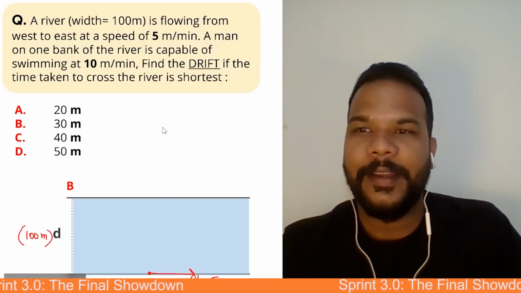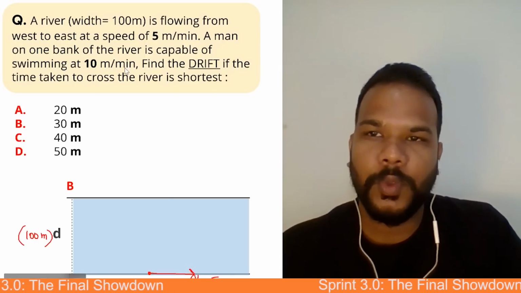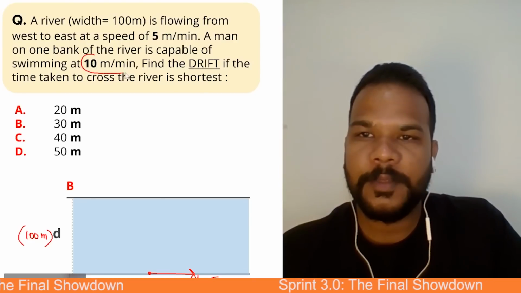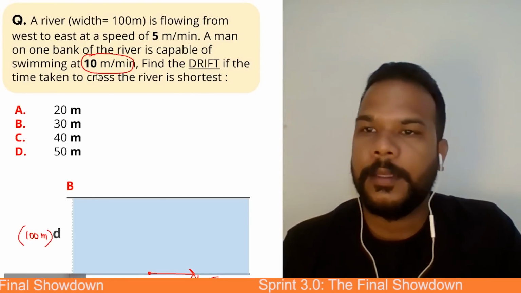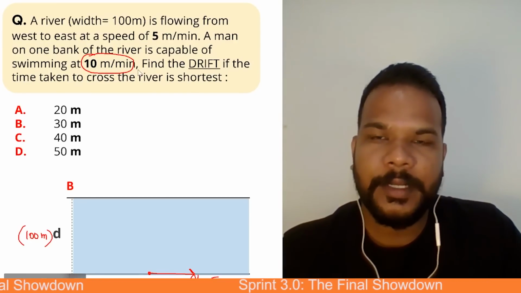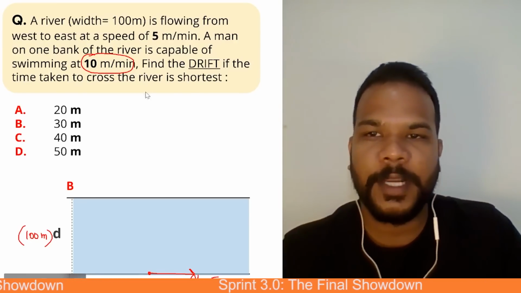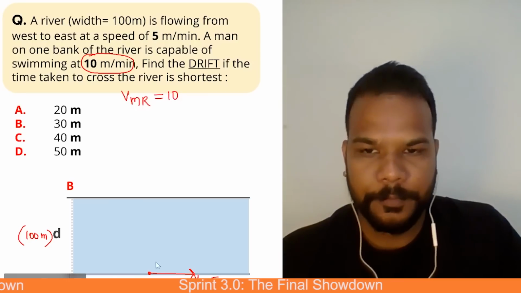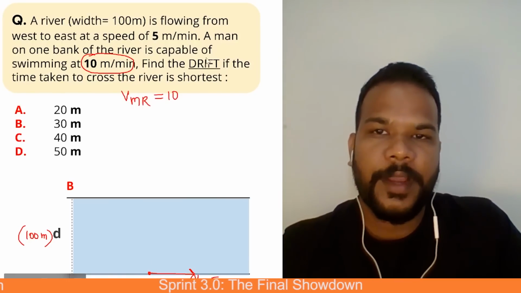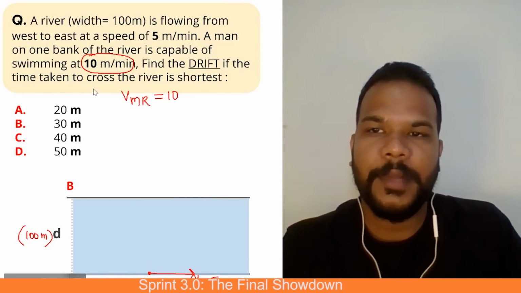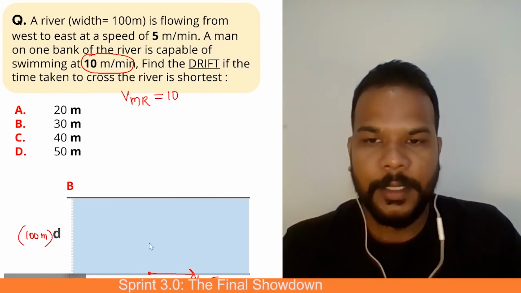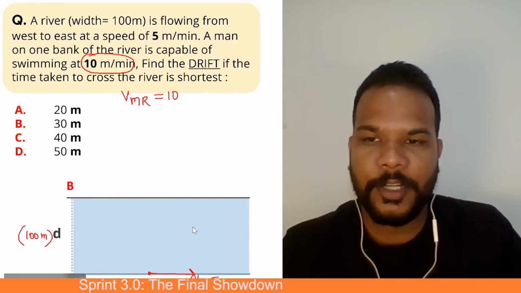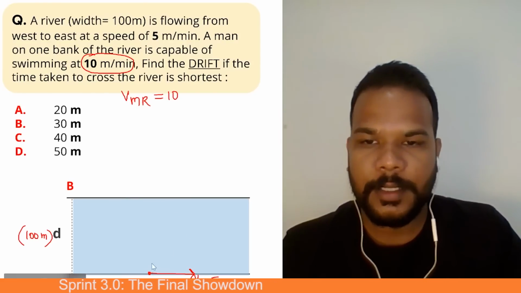Okay, and a man is trying to swim and he can swim at a rate of 10 meters per minute. Okay, so whenever this value is given, it simply means velocity of man with respect to river is basically 10. Now we have to find out the drift if the time taken to cross the river is shortest. So guys, what happens? River is actually flowing in the right side direction, which is basically west to east.